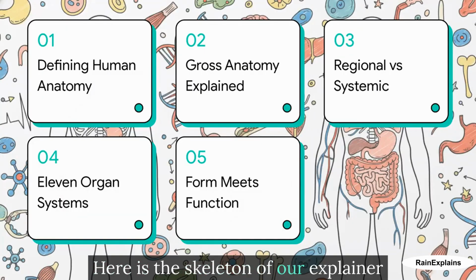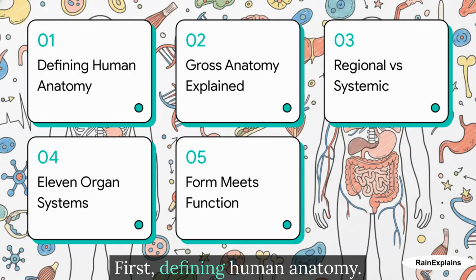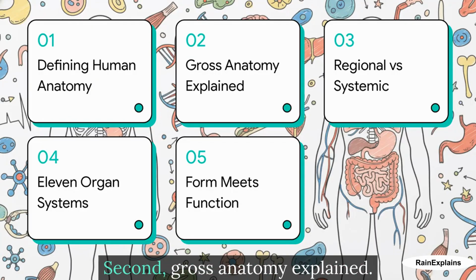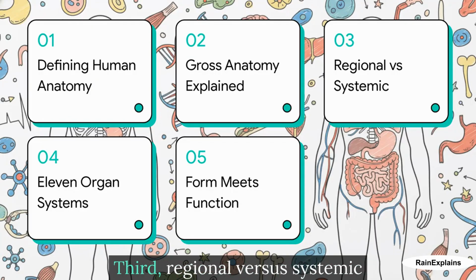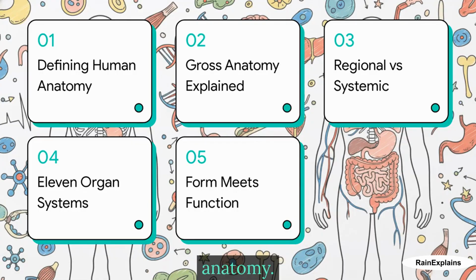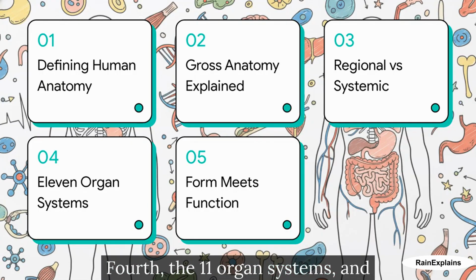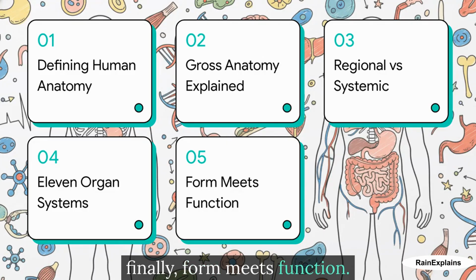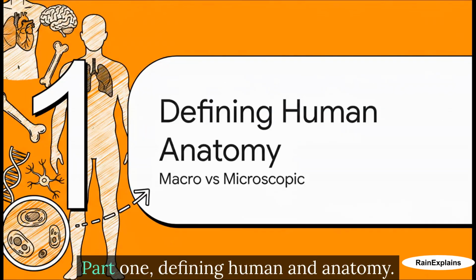Here is the skeleton of our explainer today. First, defining human anatomy. Second, gross anatomy explained. Third, regional versus systemic anatomy. Fourth, the 11 organ systems. And finally, form meets function. Let's get right into it. Part 1. Defining human anatomy.